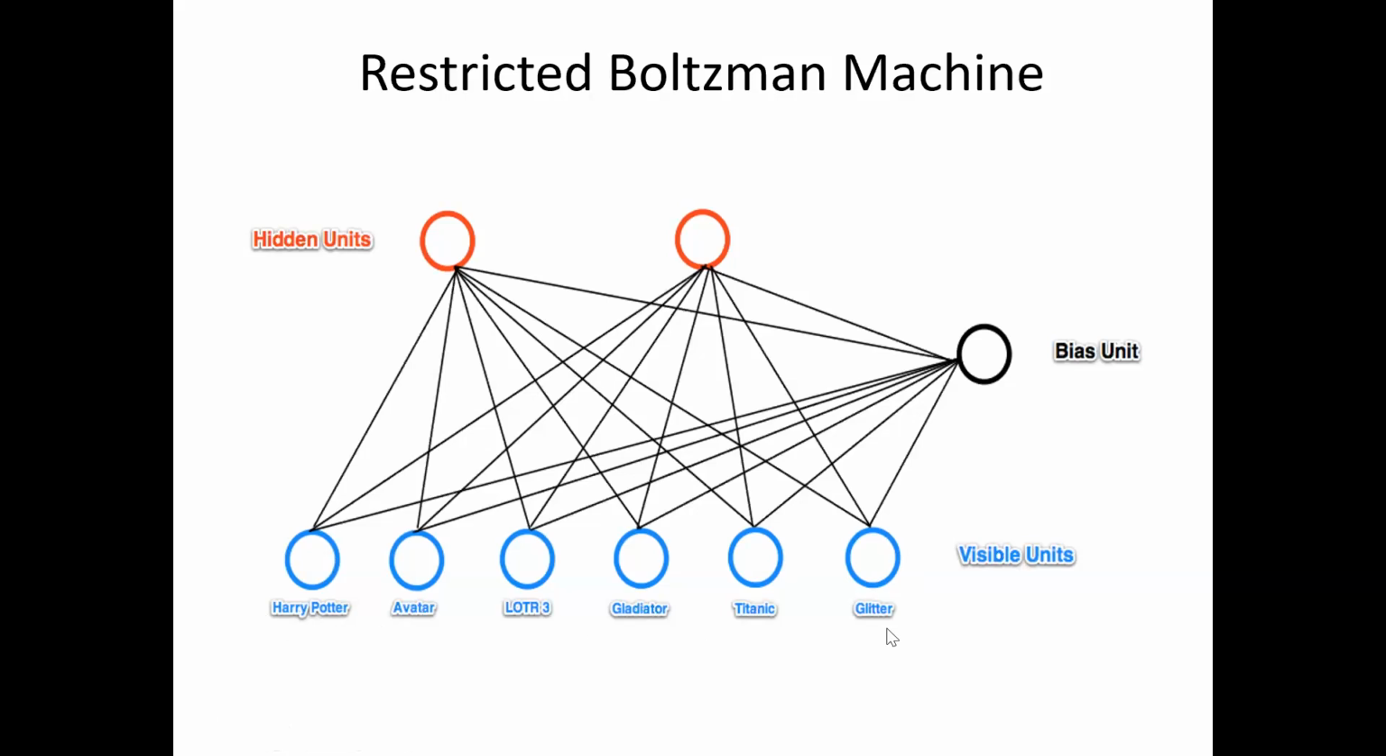Now, based on the user responses or audience responses, we have to classify these movies into different genres, maybe entertainment type or maybe action type. So Gladiator and Lord of the Rings come under the action type, and Harry Potter, Titanic, Glitter are some different categories, maybe entertainment. So each belongs to a particular genre. The machine needs to classify based on the user responses, that is, based on the probability distributions.